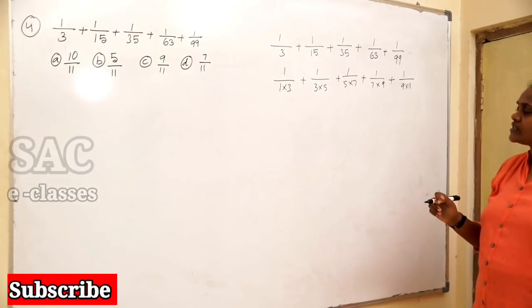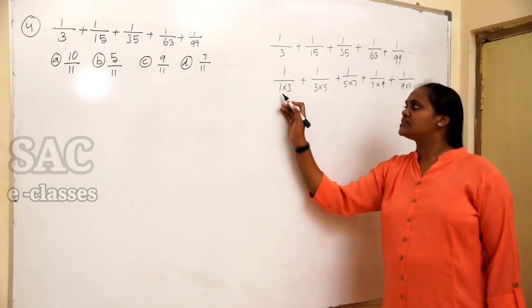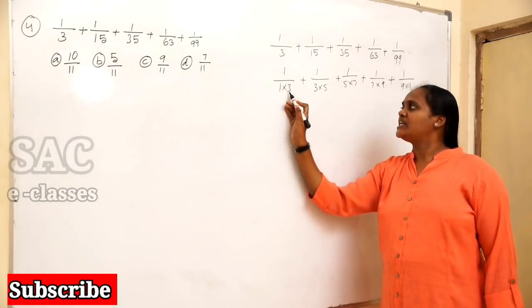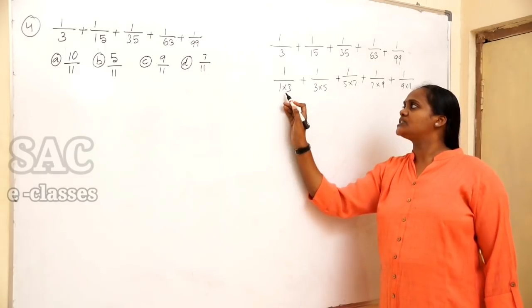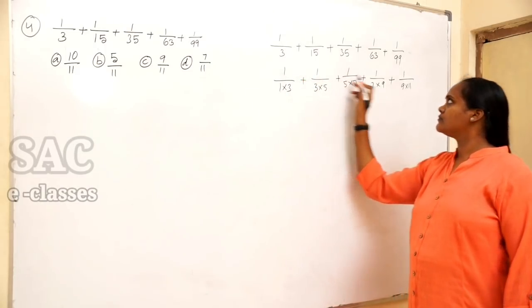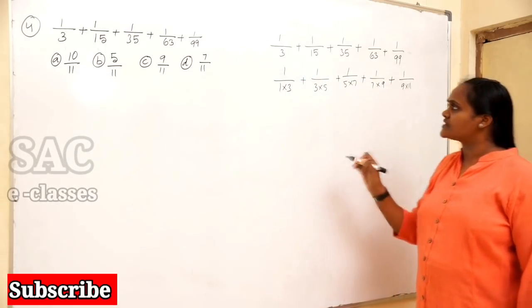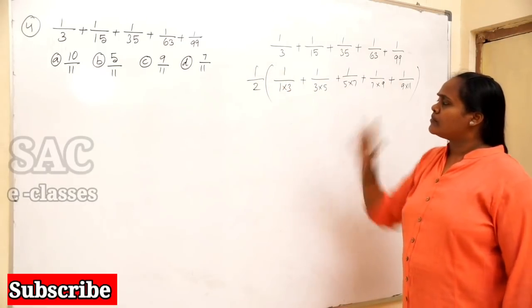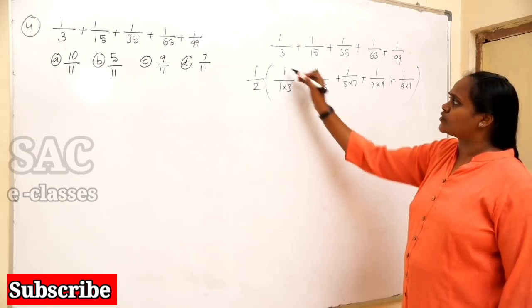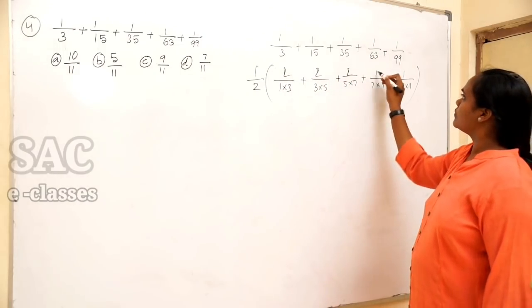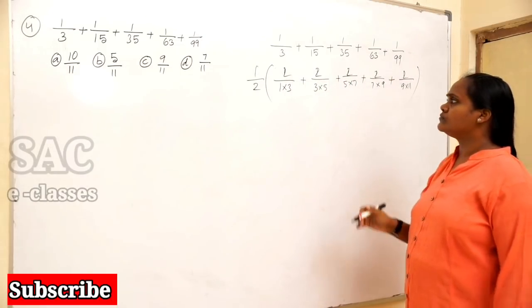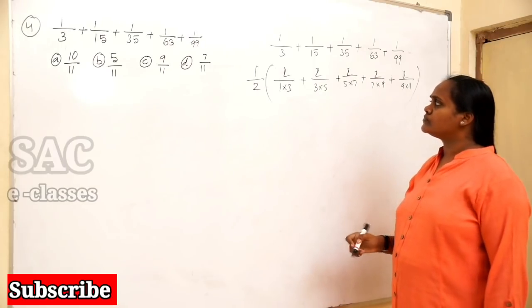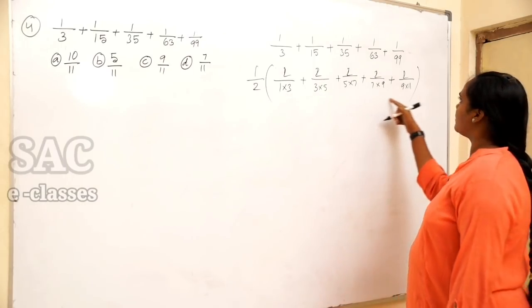Then does the rule work? No. The reason is, here 1 and 3 differ by 2, but the numerator is 1. But with a simple logic, we can crack this one in the same way. So, multiply with 2 and divide with 2. Now the rule can be applicable.